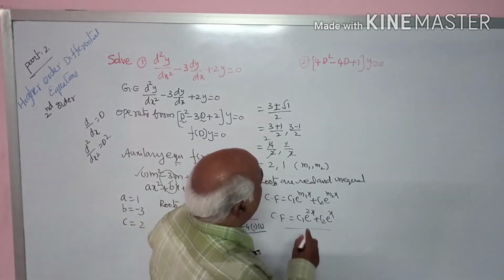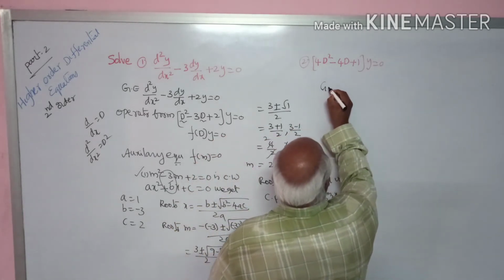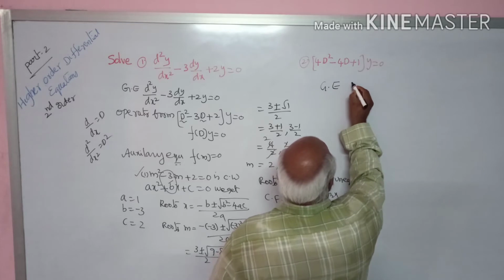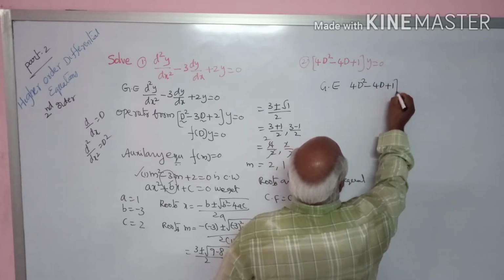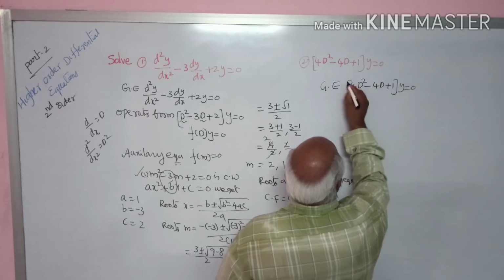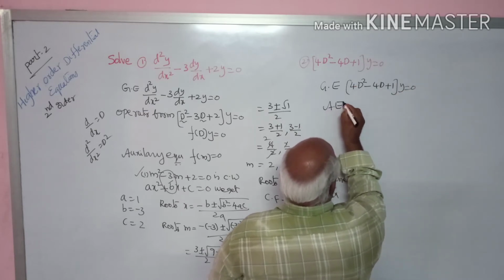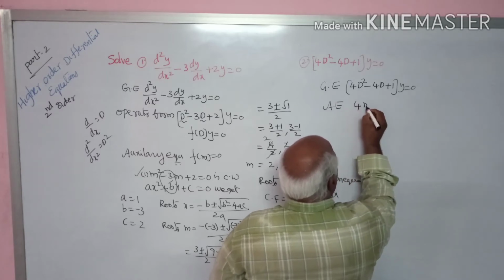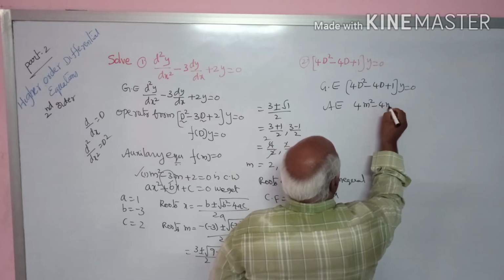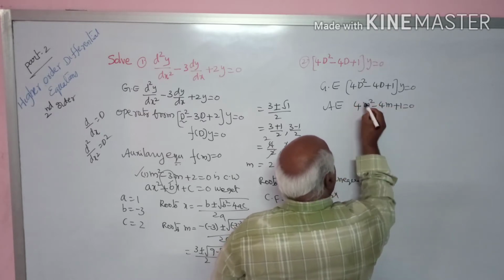Coming to the second problem, it is also in the form of an operator. Therefore, directly you can write the given equation. What is the given equation? 4D square minus 4D plus 1 into y is equal to 0. It is in operator form. Next, come to the auxiliary equation. The auxiliary equation means 4m square minus 4m plus 1 equal to 0. Replace D by m.